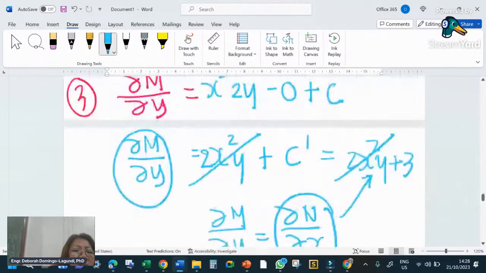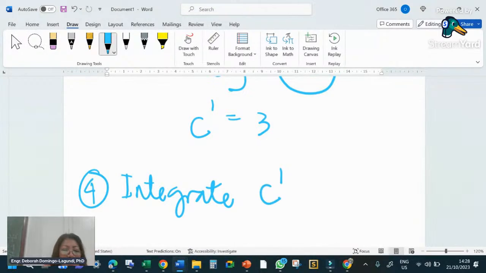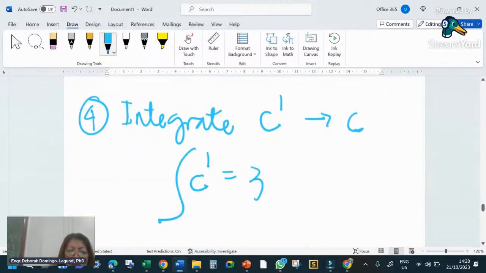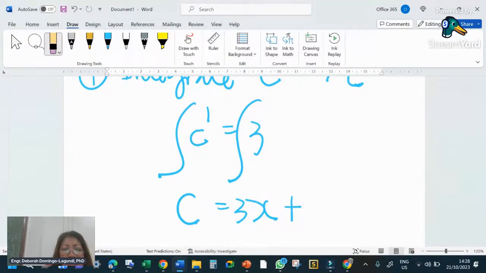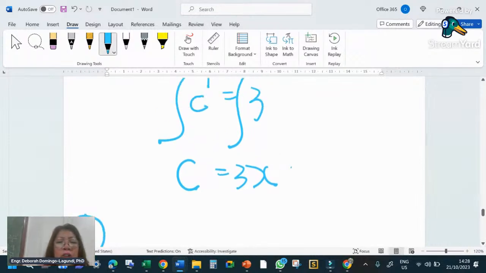And then step 4. Step 4 is to integrate c prime so that you can get c. So if you integrate that, c prime is equal to 3, integrate it, then you will have c is equal to 3x only. There you go. We are now in our last part of the solution.